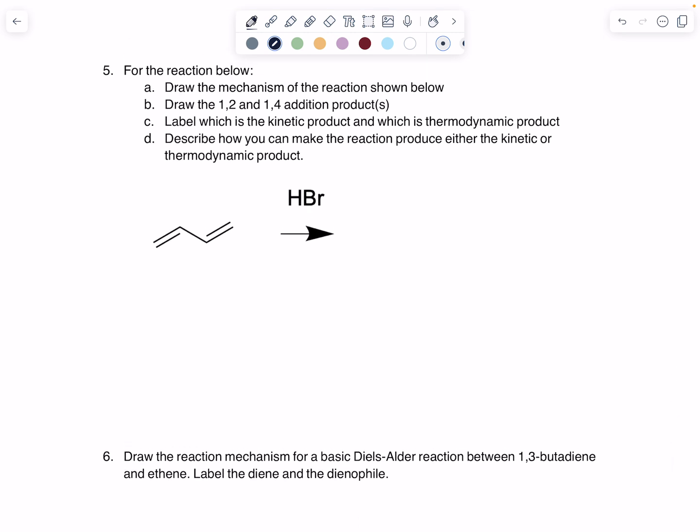Okay, for the reaction below, draw the mechanism of the reaction shown below. So I actually did this already. I made a separate video about this if you're unsure, where I went kind of in detail about it. I just posted it right before this video. I'm just going to draw in the answers here, and you can go see why they are what they are in that video if you're unsure.